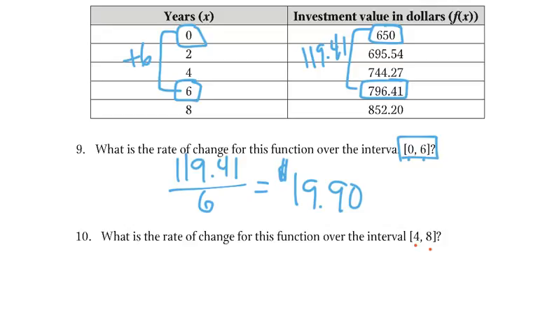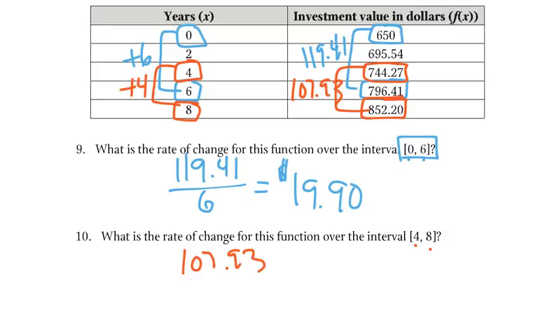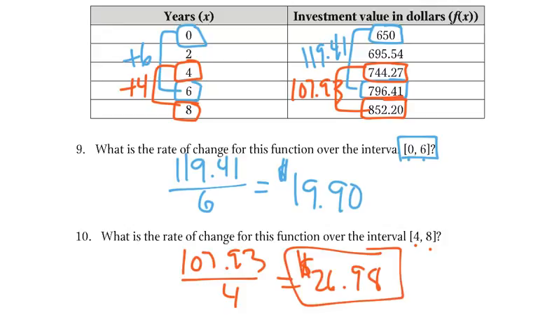Okay, now 4 to 8, we're adding 4 here. And then we're adding on our y values, 852.2 minus 744.27 is 107.93. So 107.93 over 4 gives us 26.98. So years 4 to 8, every year we're earning that much.